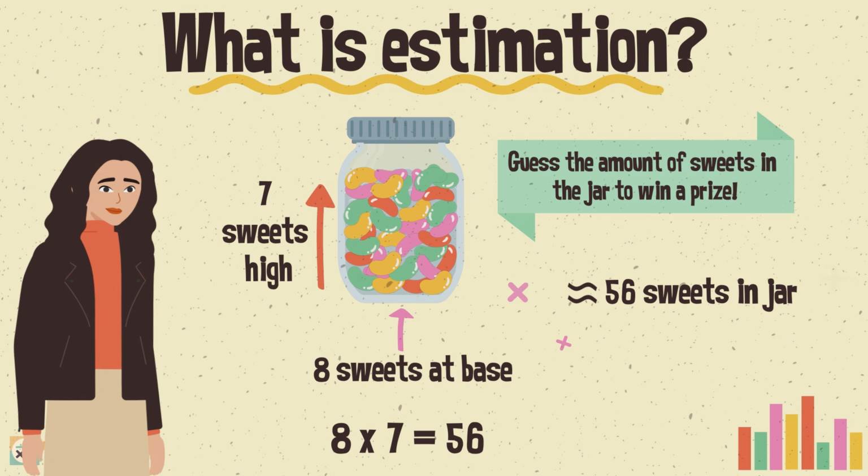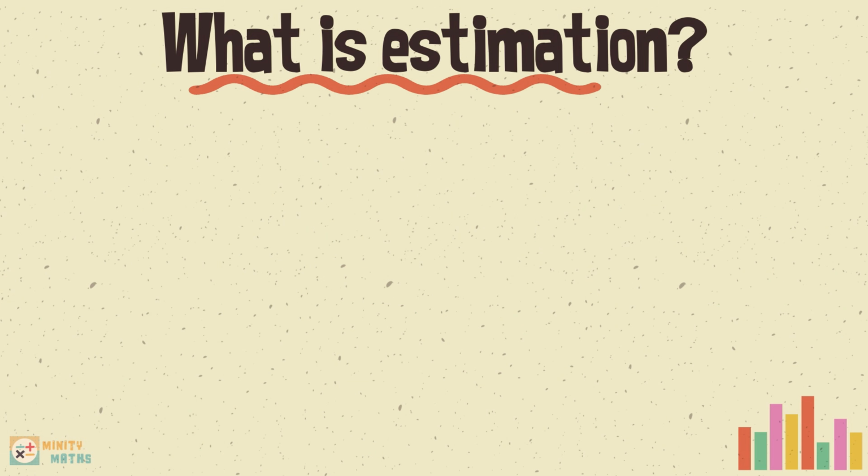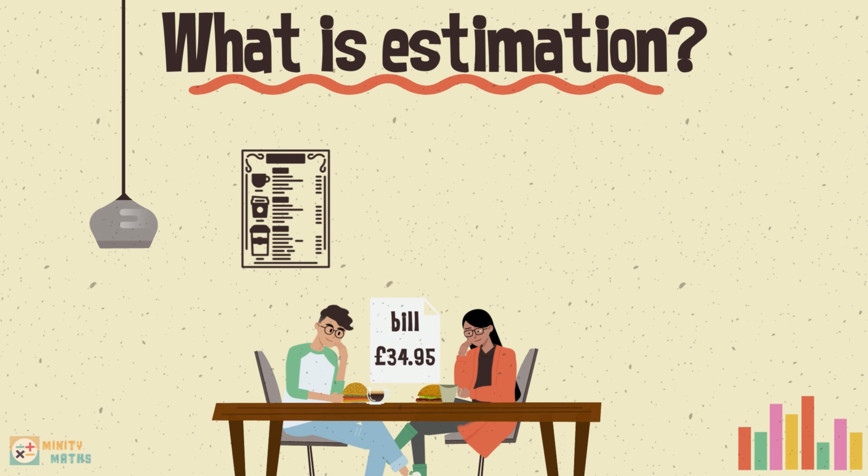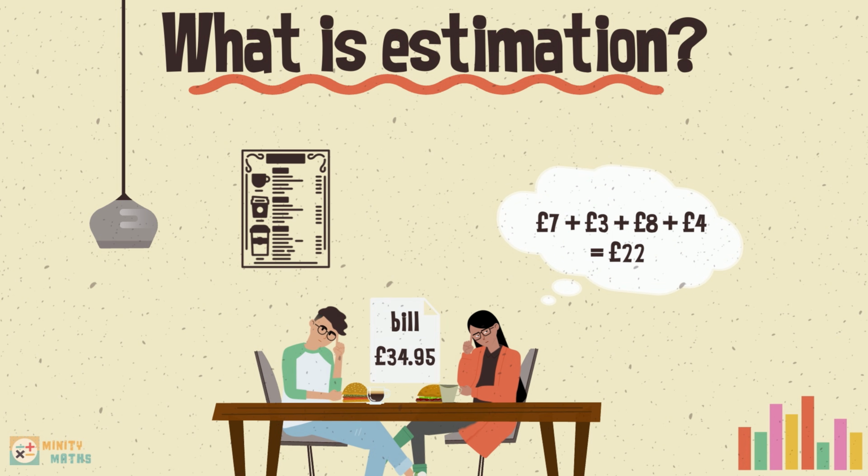We can also use estimation to check the accuracy of calculations, to ensure a mistake hasn't been made. For example, you order these meals at a restaurant and are charged £34.95, but you have already estimated that the cost would be roughly £22, by rounding the price of each meal and adding it together. So now you know that £34.95 probably isn't the correct bill. A mistake has been made and you can ask for it to be checked. By using estimation, you have avoided being overcharged.